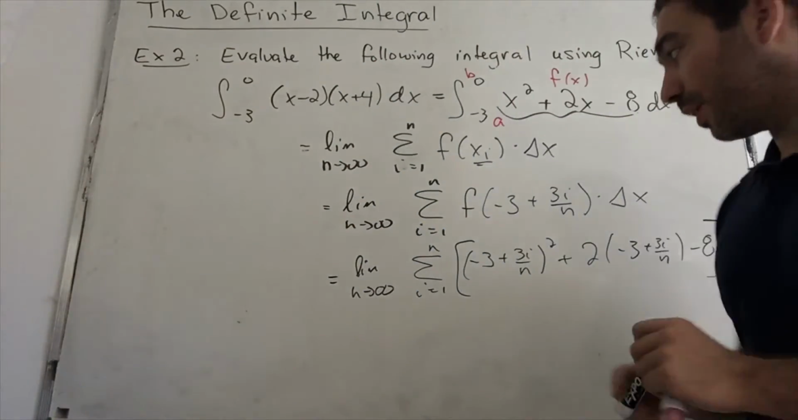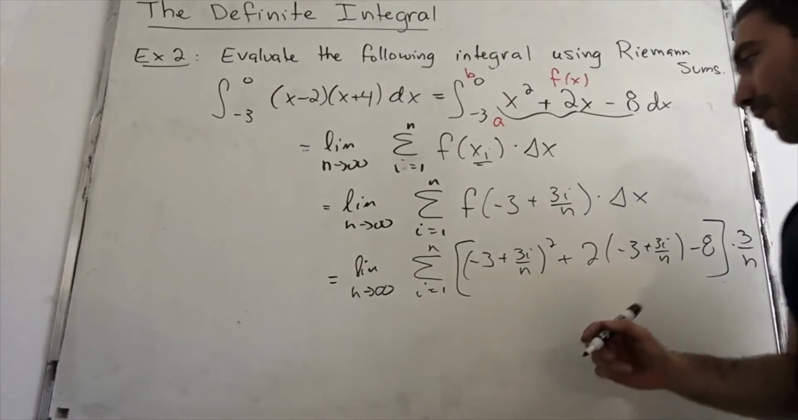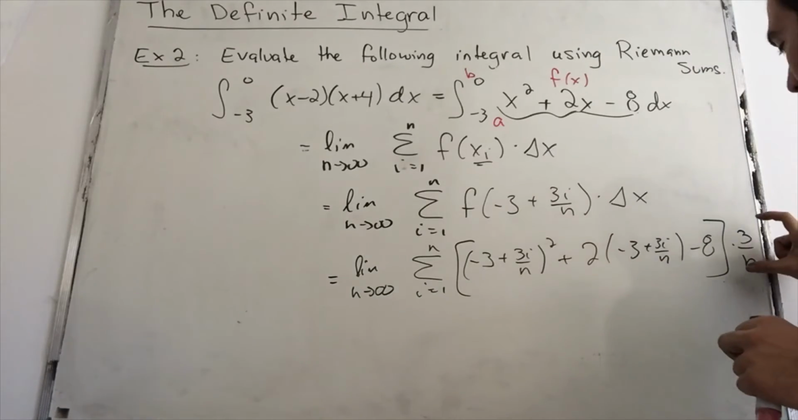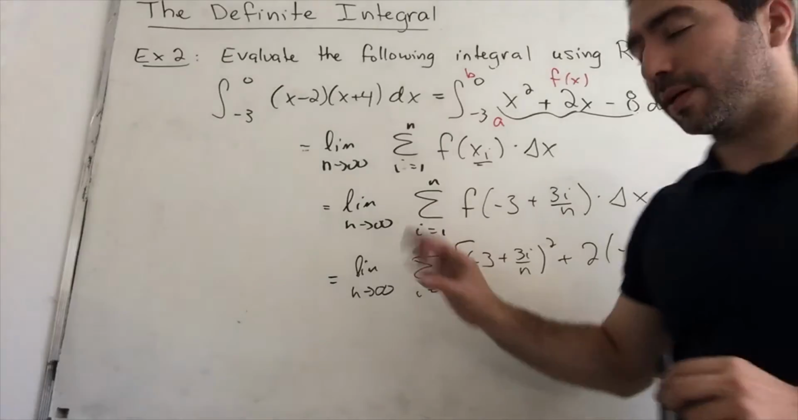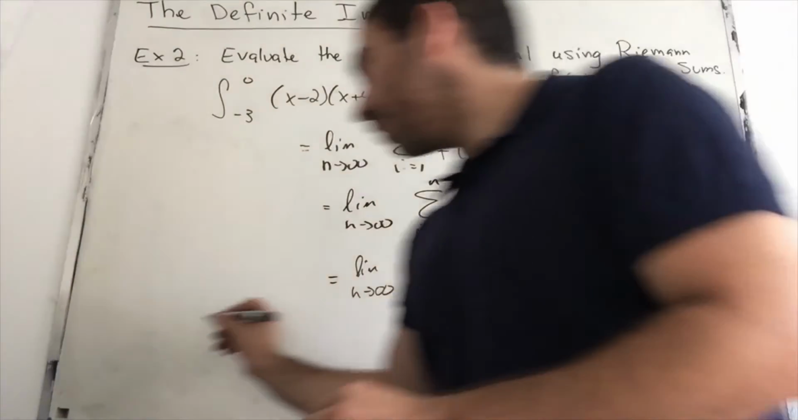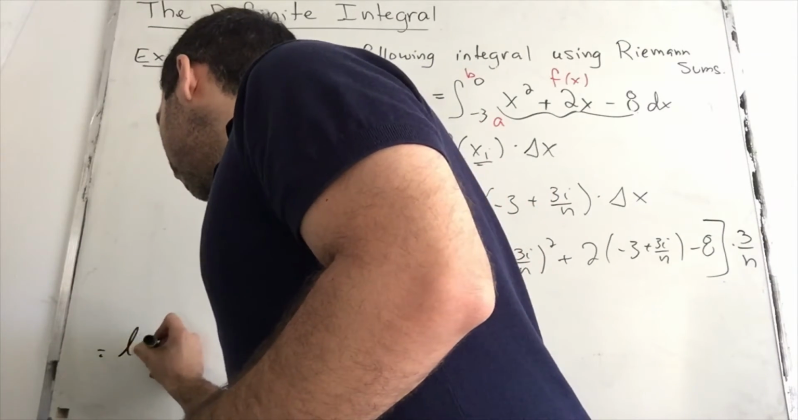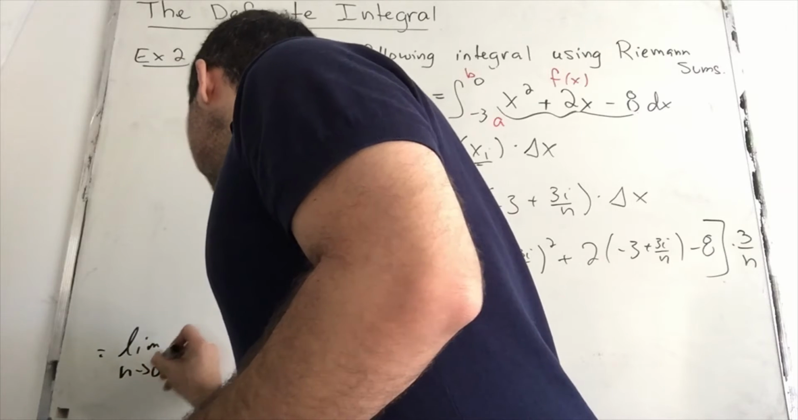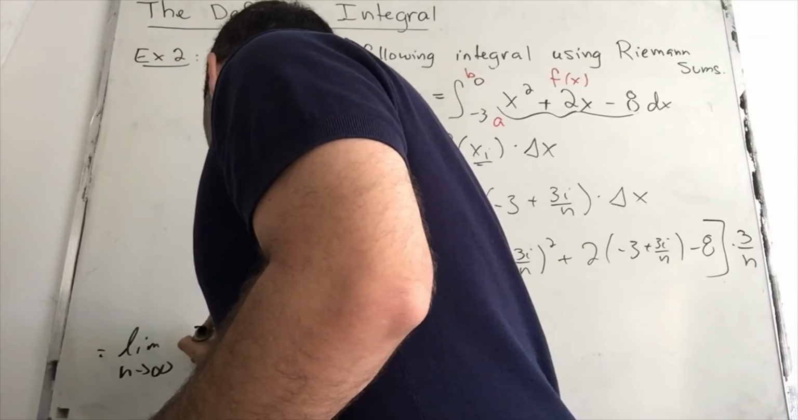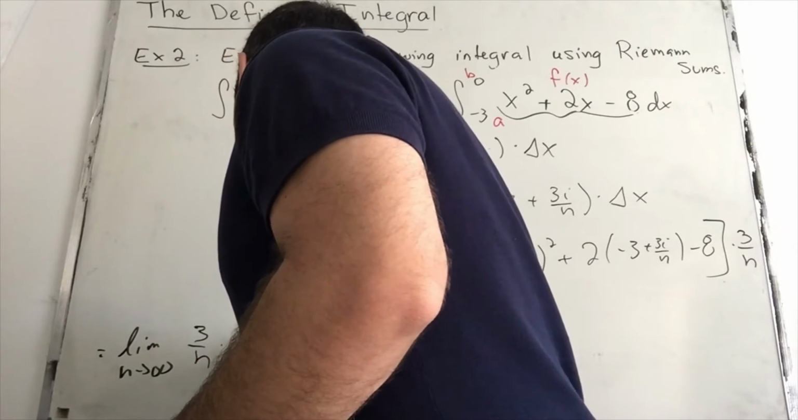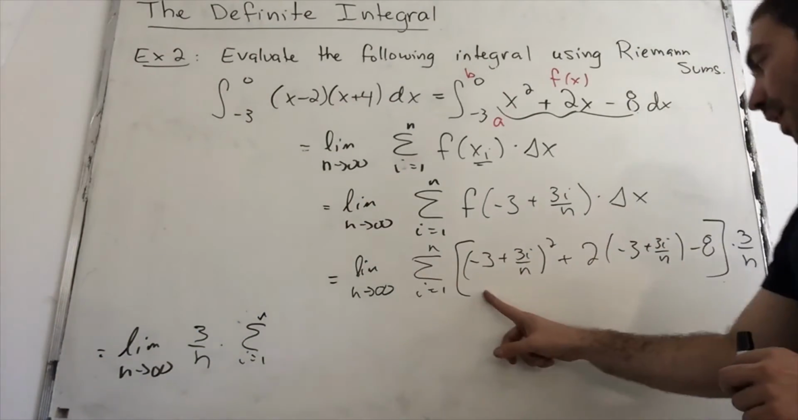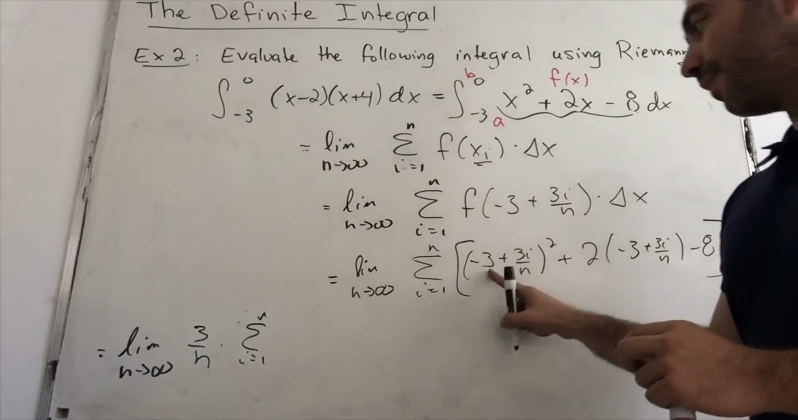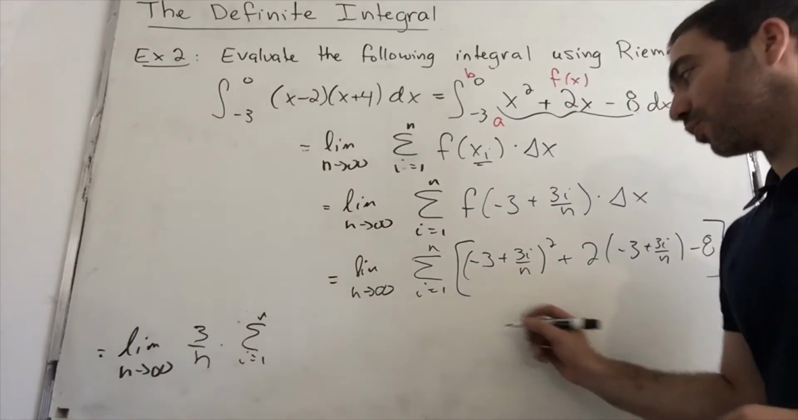So let's go ahead and do that. So distributing this, we get the 3 over n, I'm treating it as a constant, so I'm going to pull it out. I like to pull it out early, not to worry about it until the end. But it's up to you. So we get the limit as n goes to infinity, 3 over n times the summation i equals 1 to n. So I pulled out this 3 over n, and let's simplify this. So -3 times -3, this is a binomial squared.